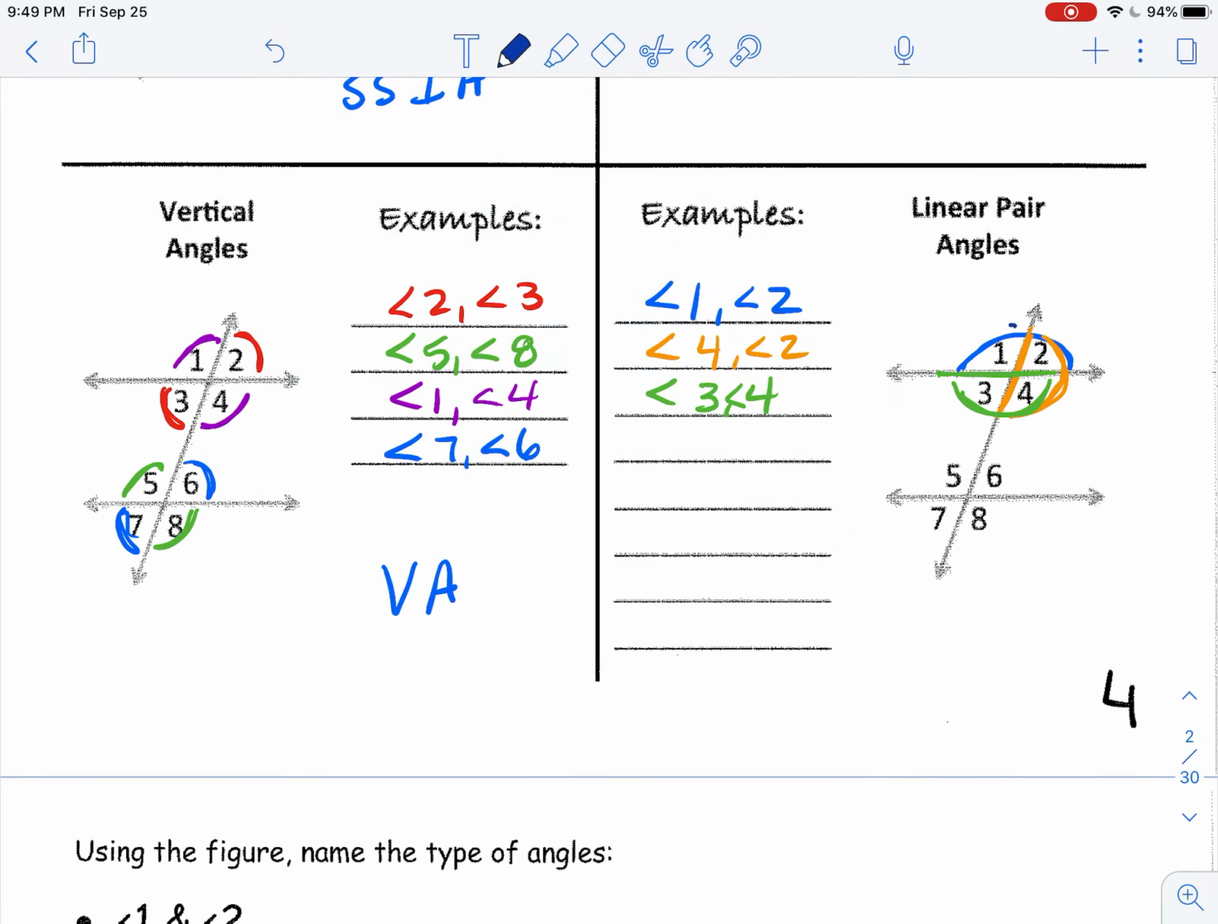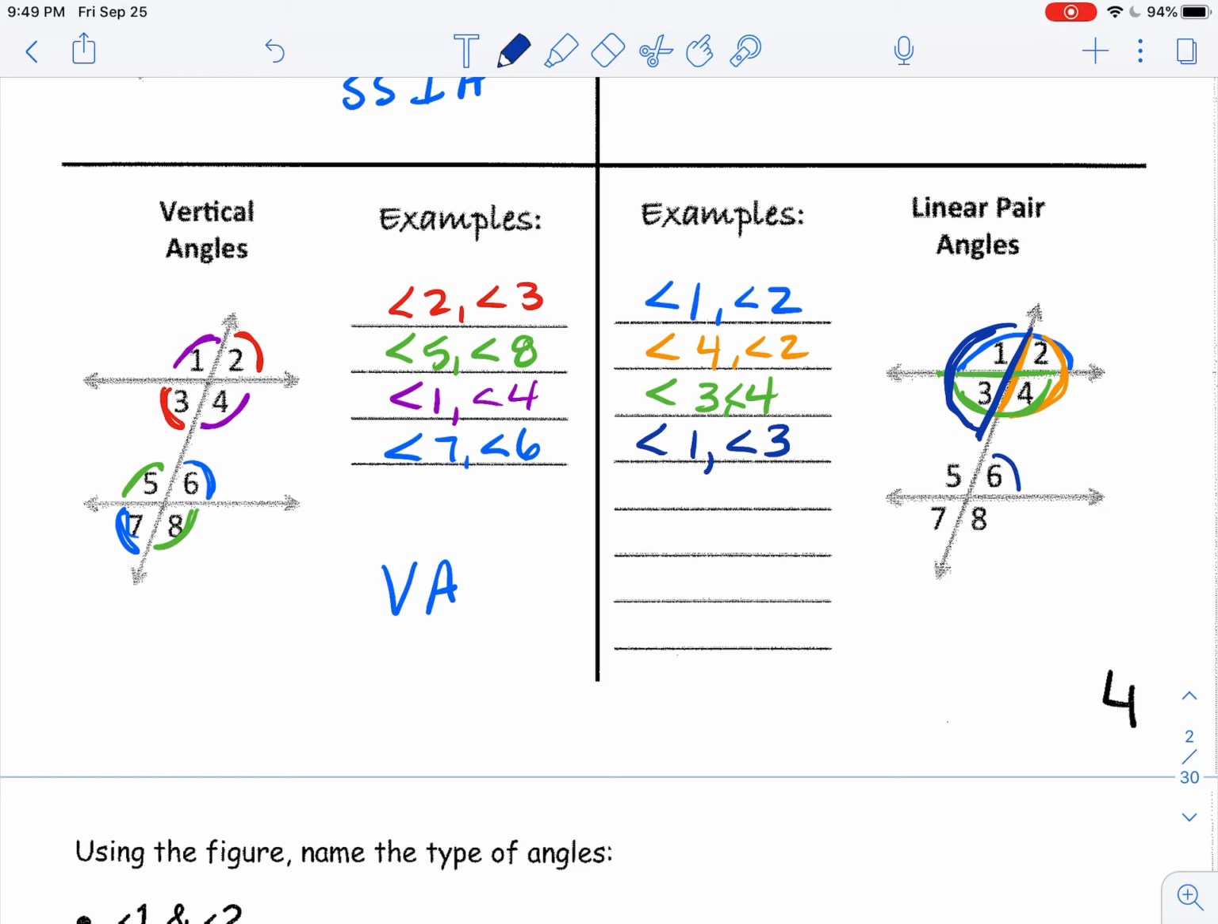And one more in the bunch, how about angle 1 and angle 3 on this straight line? So we have 4 pairs of linear pair angles just in that first little section. Now let's find all the linear pairs in this area.